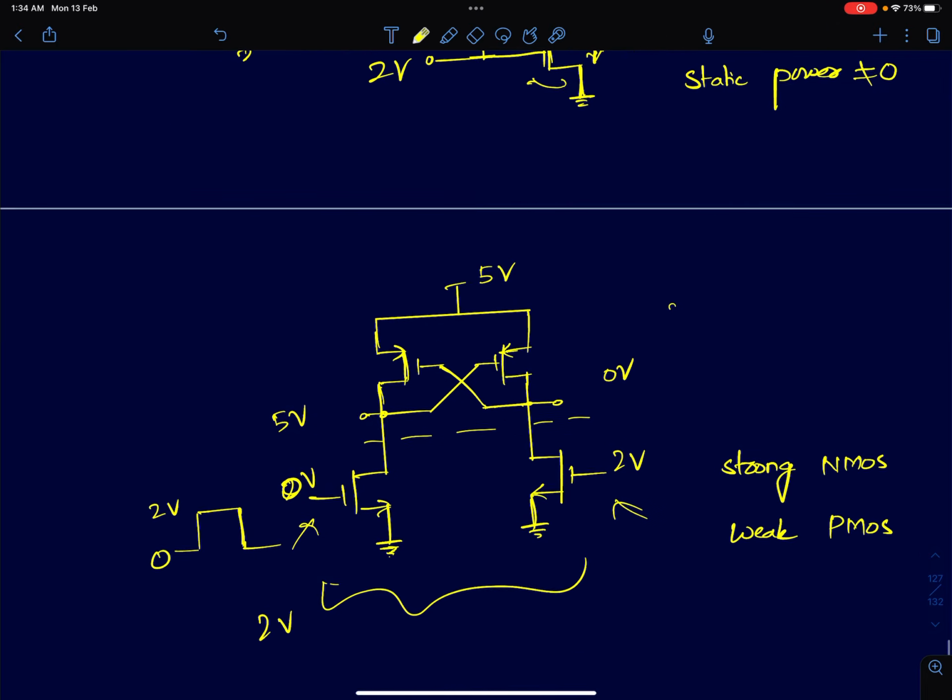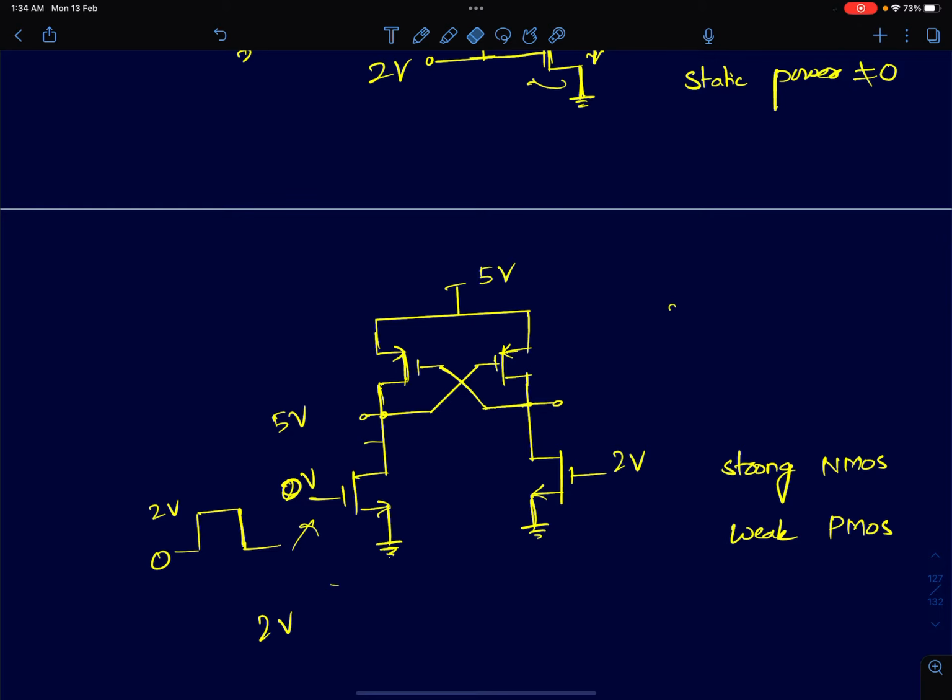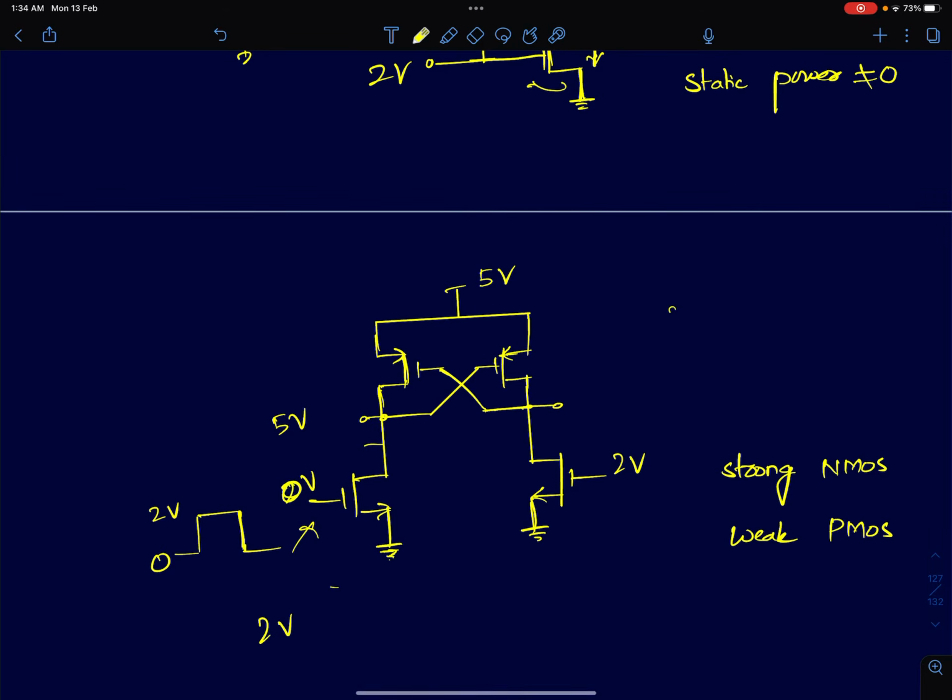To analyze the circuit, I'm assuming you don't know this, so I'll just explain it very briefly. Let's assume initially the voltage is at 0. This input voltage is at 2 volts. And because this is at 0 and this is at 2 volts, this node would have gone to 0 volts. This node would have gone to 5 volts. It's a CMOS inverter, so if this gate is at 2, the drain should be at 0 volts. Let's assume this is at 5 and analyze the circuit after.